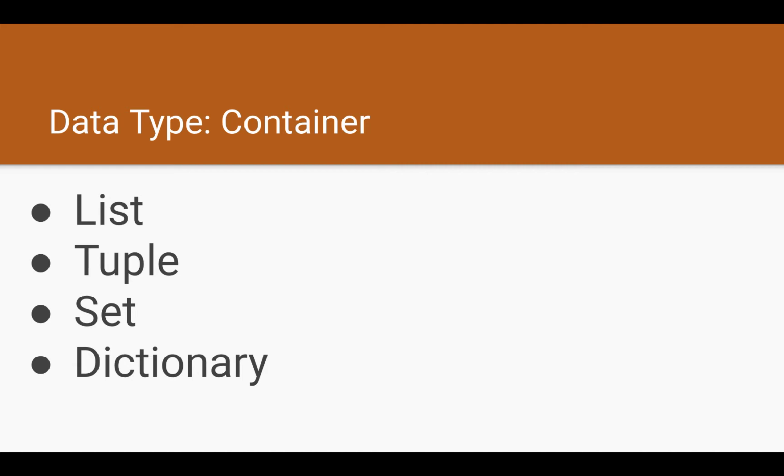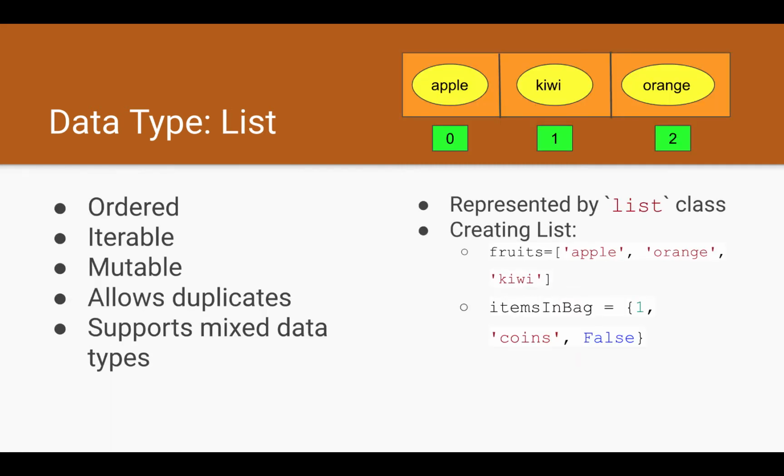In this video we will be covering data type containers in Python. As we saw in the last video, there are four types of data types to hold objects together, or to contain objects of different types, in a way we can use them later. The four container types are list, tuple, set, and dictionary. So let's see what a list is.